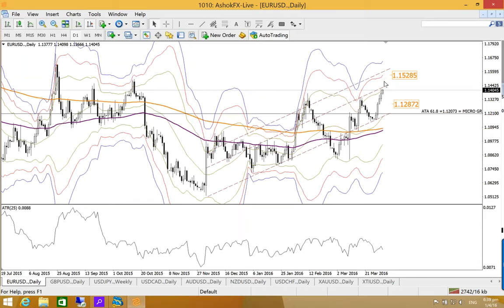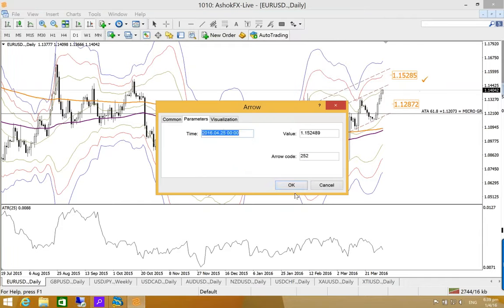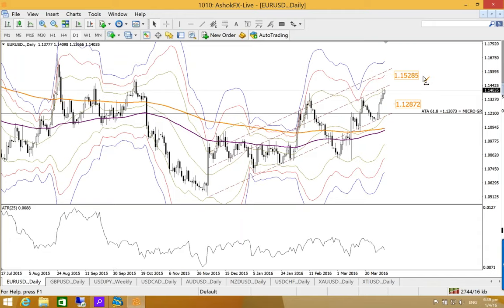So if it breaks any continuation, we're going to do a sell limit here. So we're going to maintain. We're going to do a sell limit right here. I'm going to take a sell limit here, and this is how it's going to be my sell limit. Okay, and I'm going to put one more here, a buy limit.